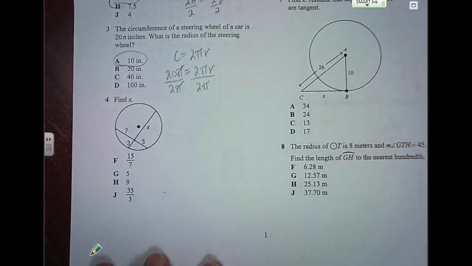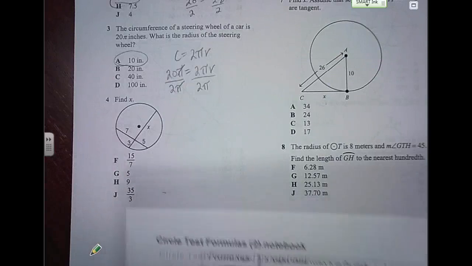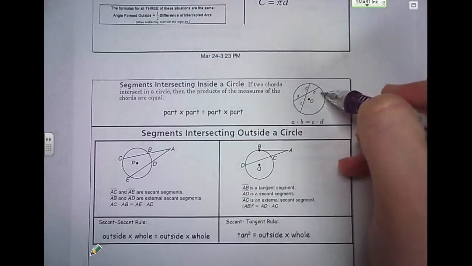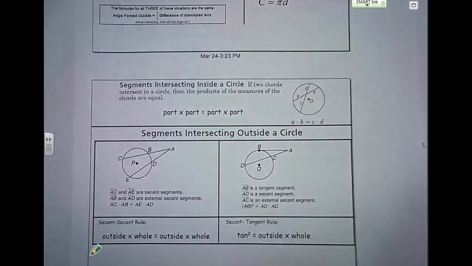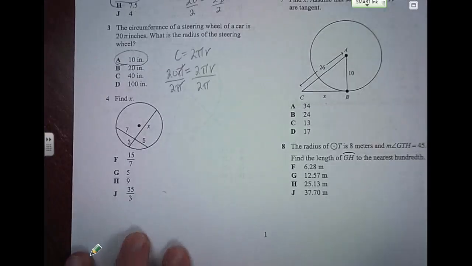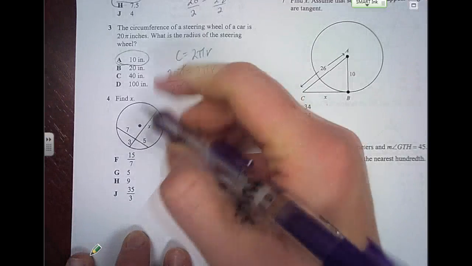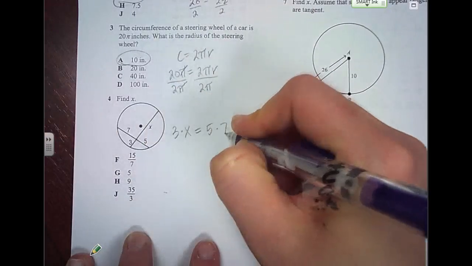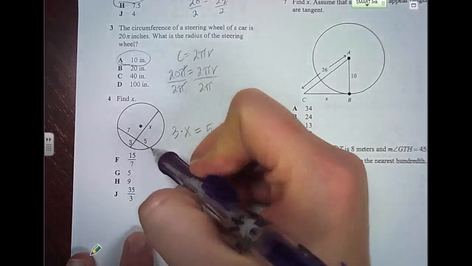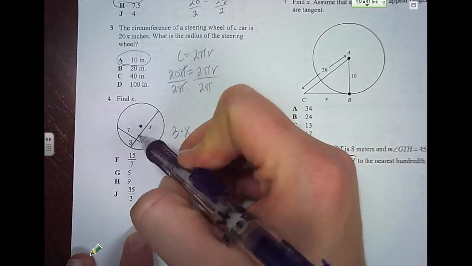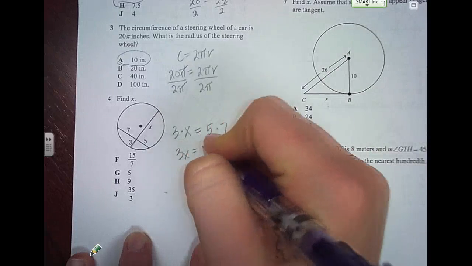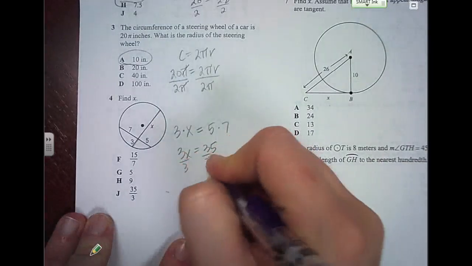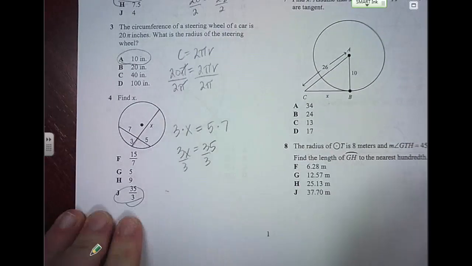Number 4. I have these segments. So I want to go to my pictures here, and I'm going to go to this bottom part. I have intersecting segments inside a circle. So that's part times part equals part times part. If we start with this one, I have 3 times x equals the other one, 5 times 7. Make sure you don't mix up and do like 3 times 5. It's the part of this one and then the other part. So 3x equals 35. If we divide by 3, we can see they gave us 35 over 3 as an option.